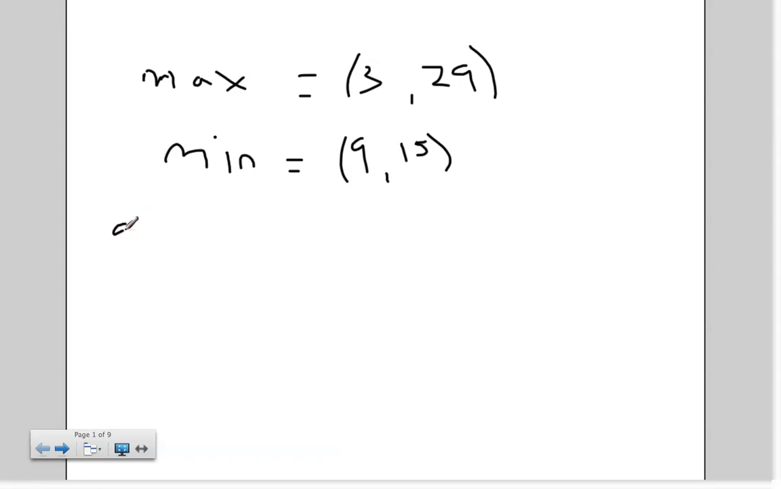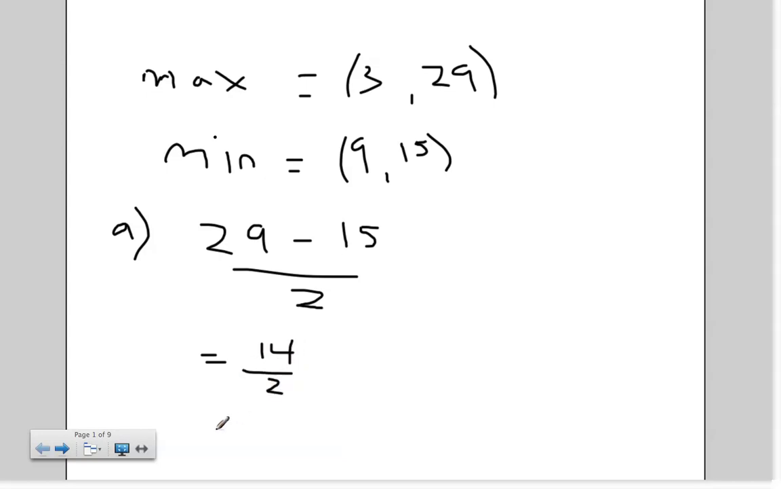A is the amplitude. Now the amplitude is the height of the wavelength. To find the height of the wavelength, we take the maximum y-coordinate, which is 29, subtract the minimum y-coordinate, which is 15, and divide by 2. This is going to equal 14 over 2, which is equal to 7. So this cos function has an amplitude of 7.